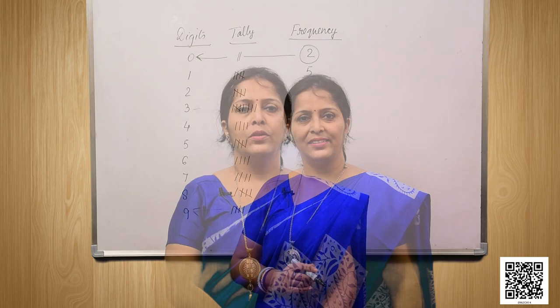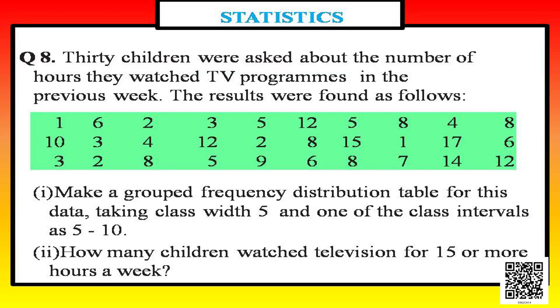Is it okay? Next is question number 8, which says 30 children were asked about the number of hours they watched TV programs in the previous week. The results were found as follows. Some numbers are given to us starting from 1, 6, 2, 3, 5, 12 and so on.